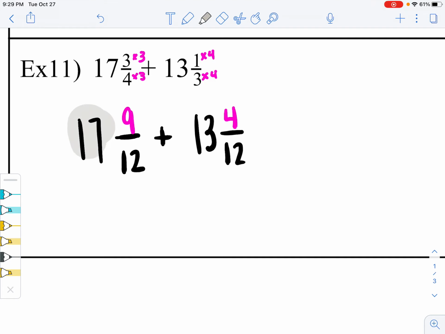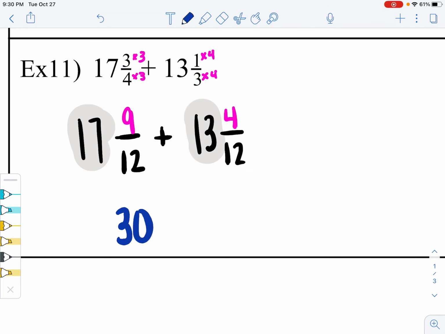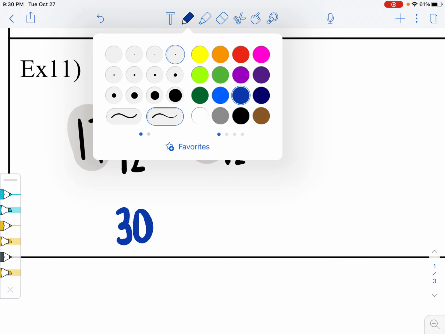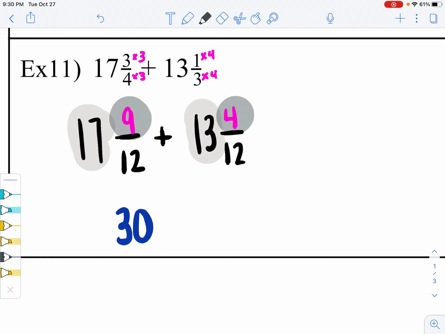So the first thing we're going to do is add our wholes. We have 17 and 13, which is 30. Then we're going to add our numerators. And our numerators are 9 and 4. And 9 and 4 is 13. And our denominator stays the same, which is 12.